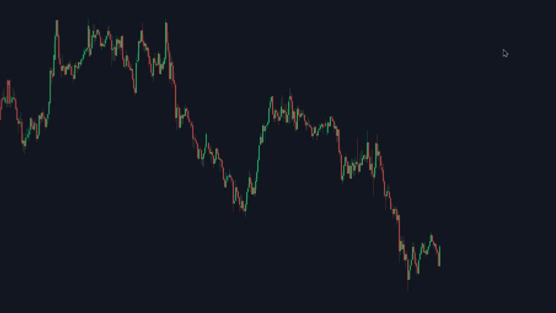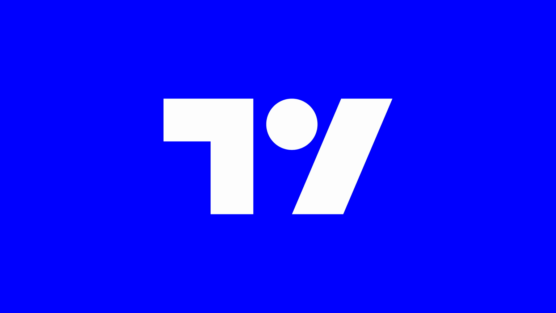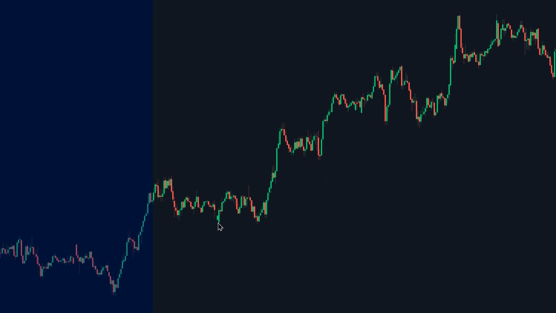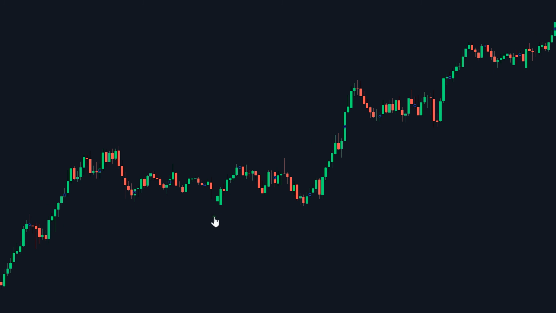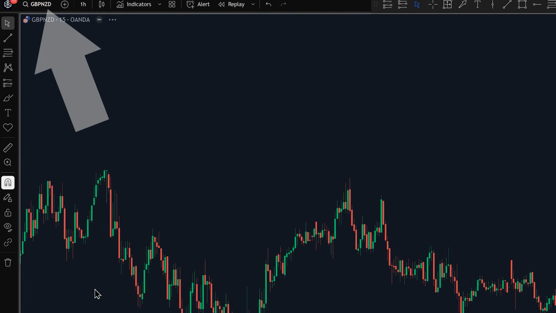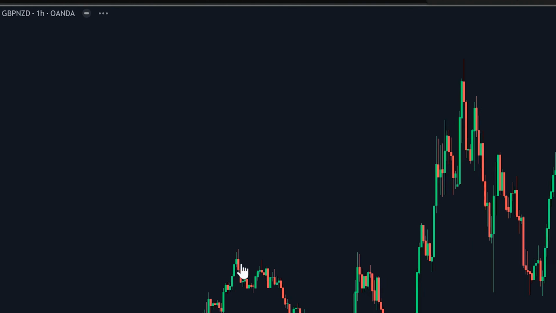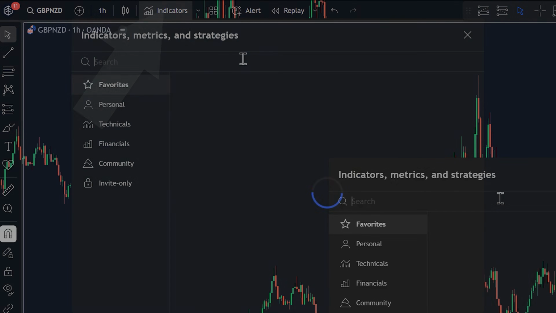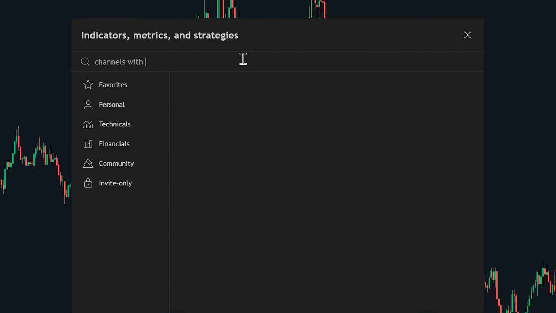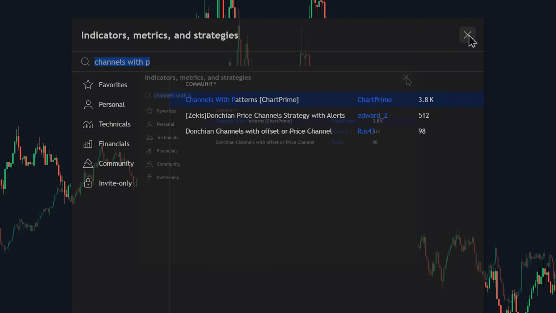Let's get started. Alright, so first things first, you'll want to get this indicator onto your chart. Head over to TradingView. That's the platform I'm using here. If you don't have an account yet, no worries. There's a sign-up link right in the video description. Once you're logged in, load up whatever market and time frame you like to trade. Then, click the Indicators button at the top, type in Channels with Patterns, and look for the one created by ChartPrime. Go ahead and click to add it to your chart.